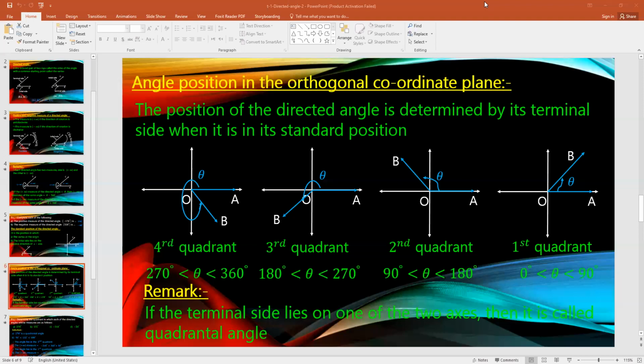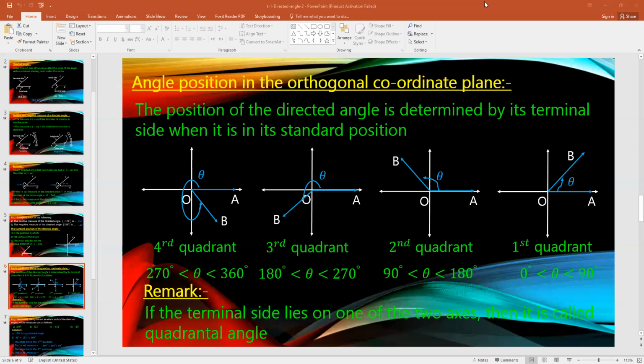Equivalent angles. What is the meaning of equivalent angles? They are the angles that have a common terminal side in the standard position. What is the meaning of a standard position? We said standard position: the vertex is the origin point and the initial side lies on the positive direction of the x-axis. Here, equivalent angles are many angles that have the common terminal side, because the initial side lies on the positive direction of the x-axis and the vertex is 0.